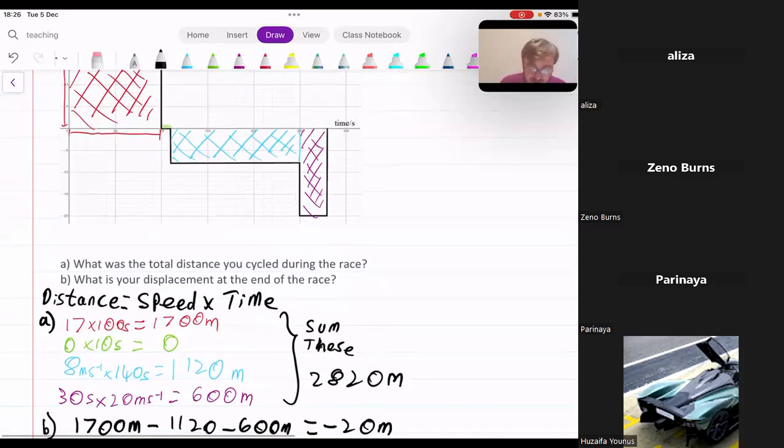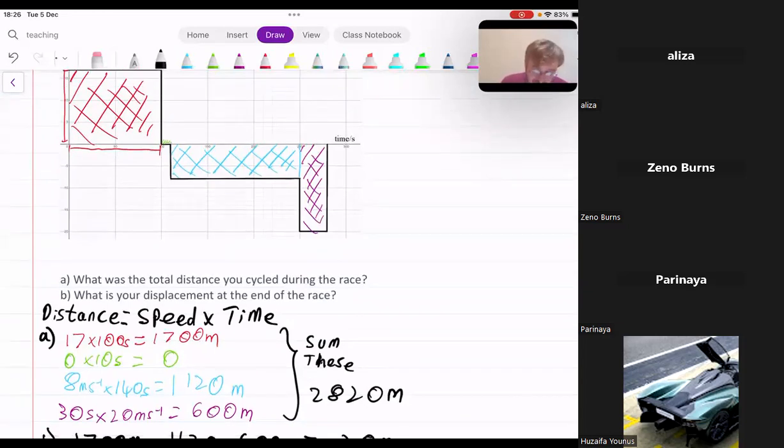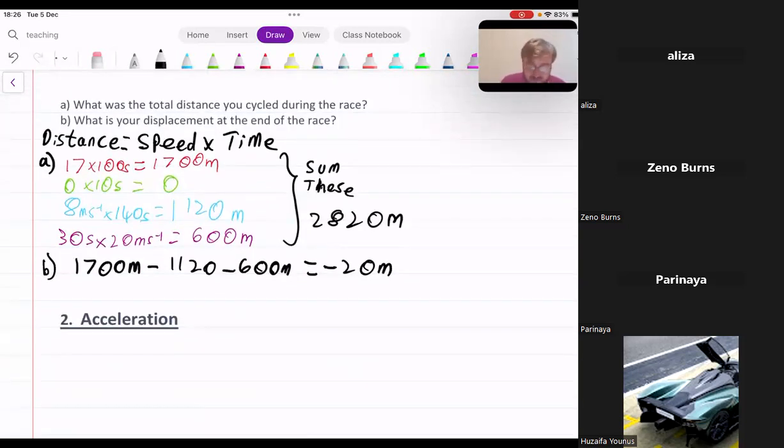And actually, if we look at the resolution of the graph here, the lines are quite thick, the resolution's not amazing. So really, the whole distance is nearly 3,000 meters. So 20 meters, up to some kind of rounding, is basically back where you started, which is maybe what you'd expect from a race.